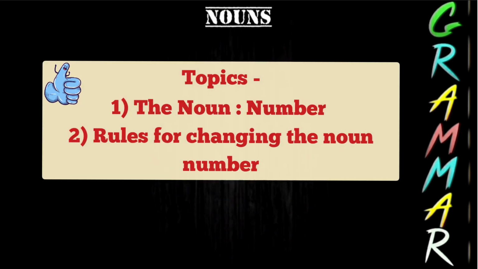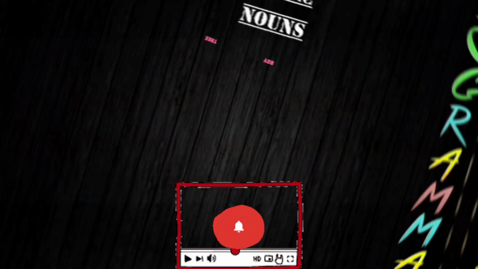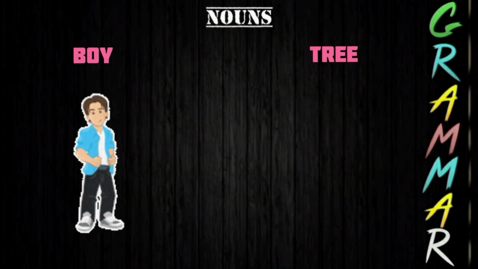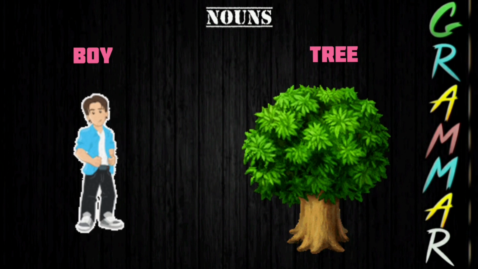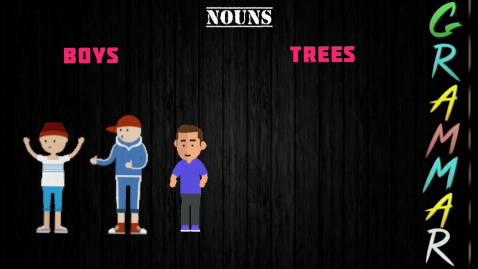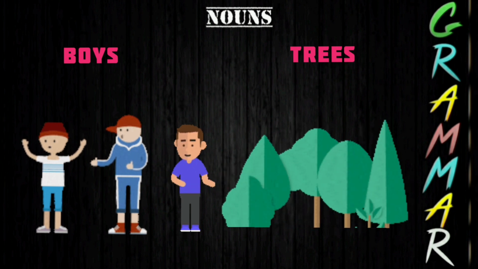Today we are going to study one more classification of noun, that is the noun number and the rules for changing the noun number. So let's start. The words like boy, tree, these are examples of noun. But what about the words boys, trees? Yes, they are also examples of noun.